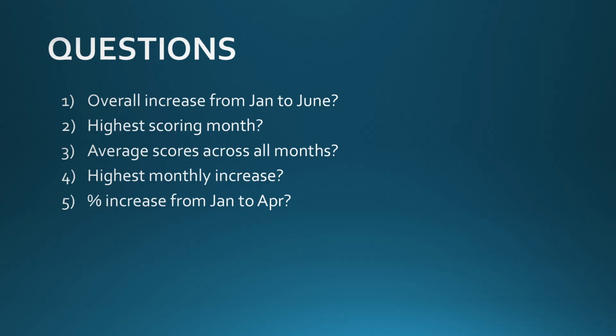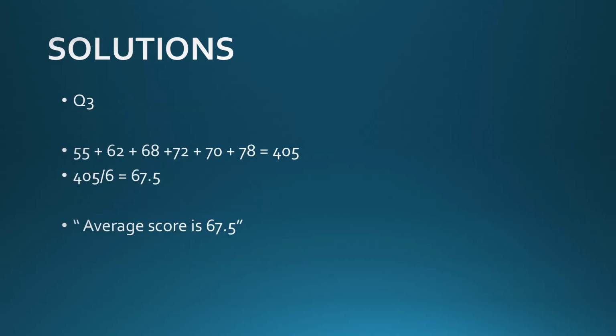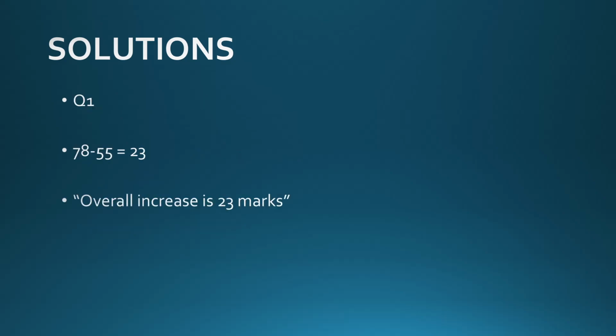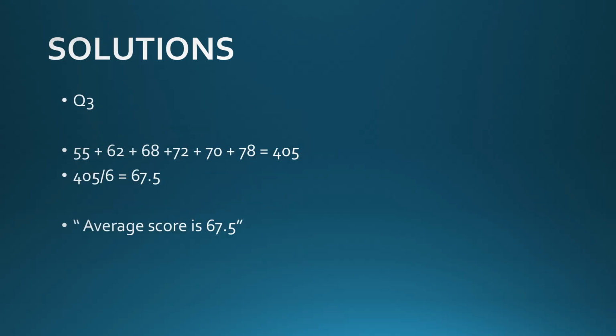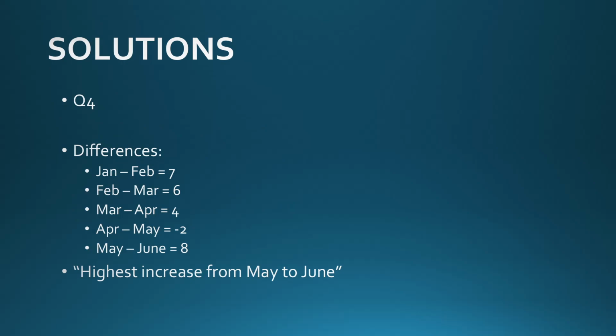Average scores across all months. So we'll sum up the scores of each month. So the sum is 405 since there are 6 months. So 405 divided by 6 is the average, equal to 67.5. So average score is 67.5. Next question, highest monthly increase. So we'll look at the monthly difference. January to February it's 6, February to March it's 7, March to April it's 4, April to May it's -2, it's decreasing, May to June it's 8. So highest increase is from May to June, which is 8.